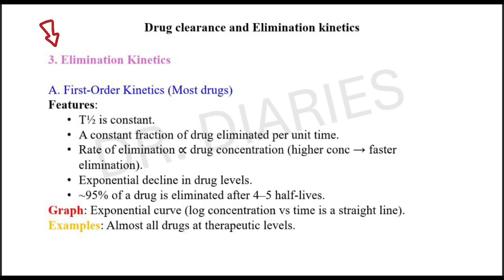Elimination kinetics. First-order kinetics, seen with most drugs. Features: T1/2 is constant, and a constant fraction of drug is eliminated per unit time. Rate of elimination is proportional to drug concentration; higher concentration leads to faster elimination. Exponential decline in drug levels. Approximately 95% of a drug is eliminated after 4 to 5 half-lives. Examples: almost all drugs at therapeutic levels.